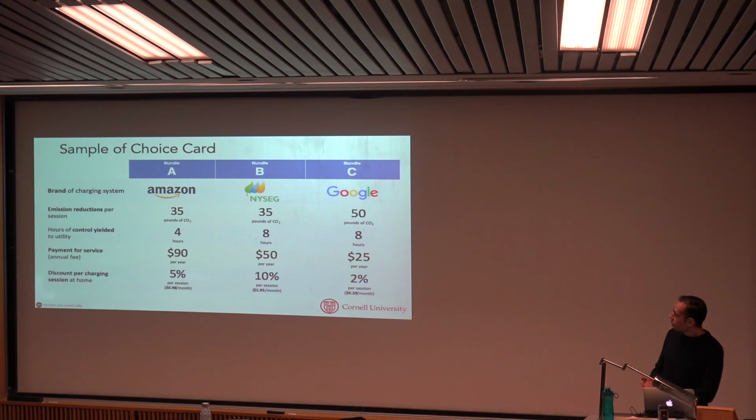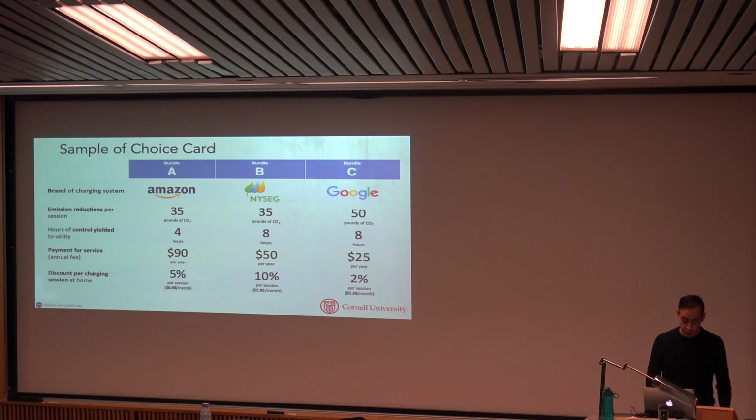So we showed choice cards like this. This is just a sample, and the actual values that people saw were varied according to their choices, and it's basically updated based on preferences. So this is just an example. We have 3 possibilities of the program here. It's described in terms of annual fee. Remember that we're offering this free installation of the level 2 charger, so you are getting something in exchange for joining the program.